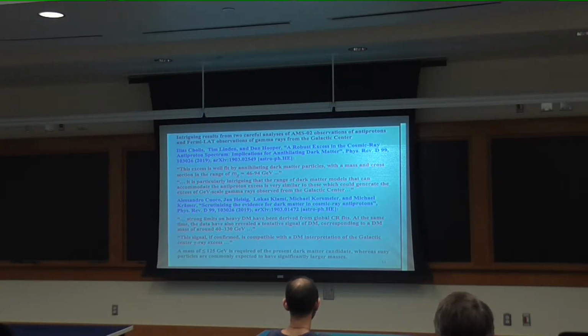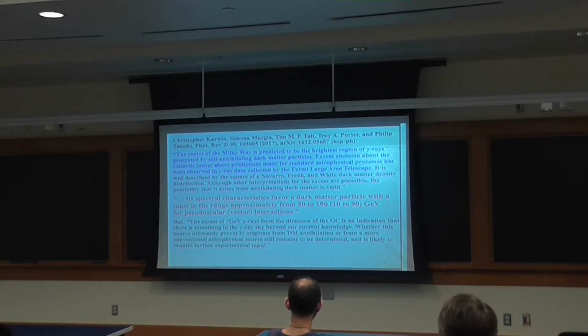Here's one paper published this year by this group. Here's an analysis by a different group. It's the same data. These are antiprotons observed by the AMS. Here their estimate, the modeling gives about 46 to 94 GeV for the mass of the dark matter particle. Here 40 to 130 GeV roughly. And they both make the point that the signal is compatible with the dark matter interpretation of the galactic center gamma ray excess.